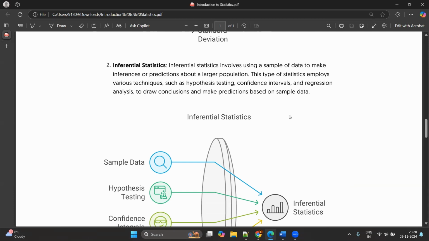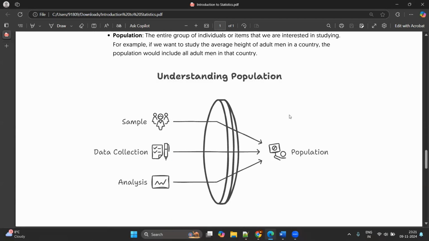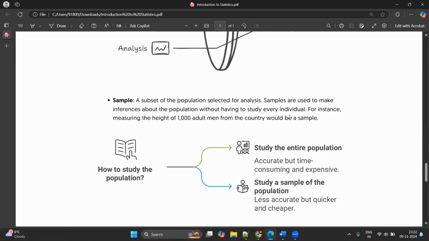By using this data, you will do descriptive statistics. From that, you will draw some conclusions, and with these conclusions, you will infer future predictions. The main point here is that when you collect the data or make the sample, it should reflect or represent the overall population. It should not be biased. Now, a sample is a subset of a population selected for analysis. Samples are used to make inferences about the population without having to study every individual.